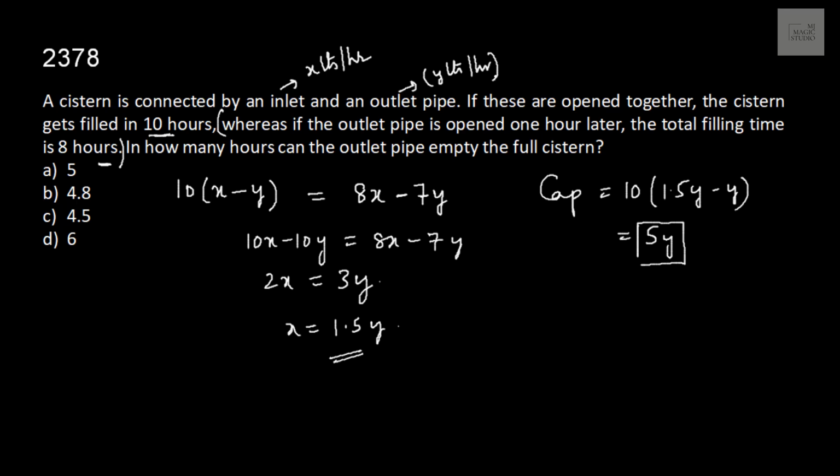If you are taking out Y liters per hour, the time taken by the outlay pipe to empty this full tank would be 5Y by Y, that is 5 hours. And that features in option A.